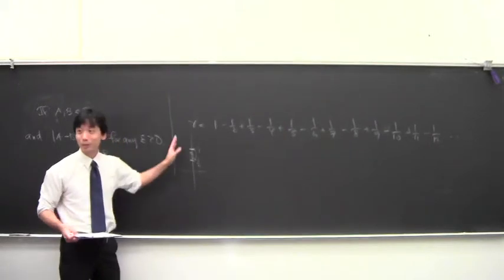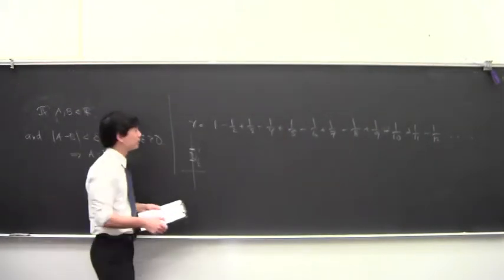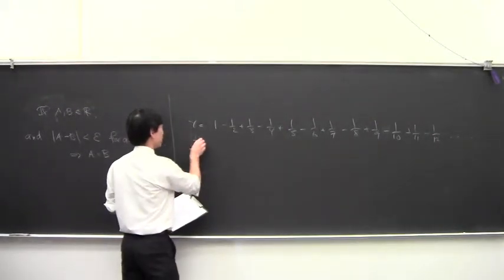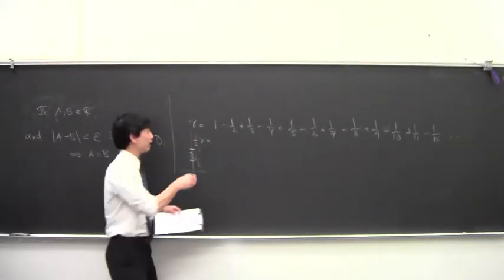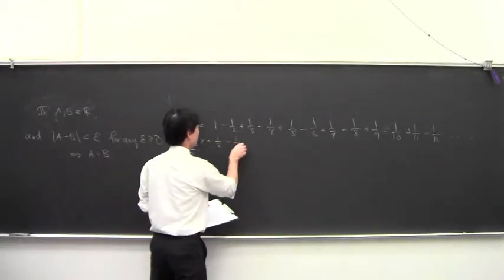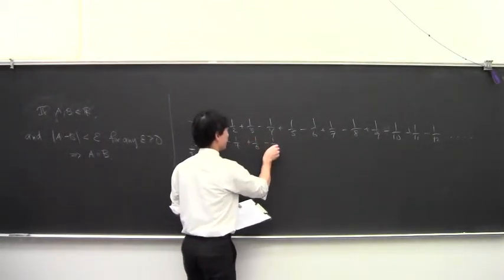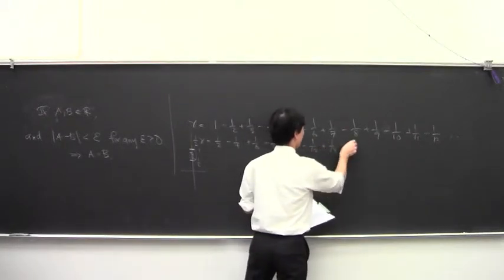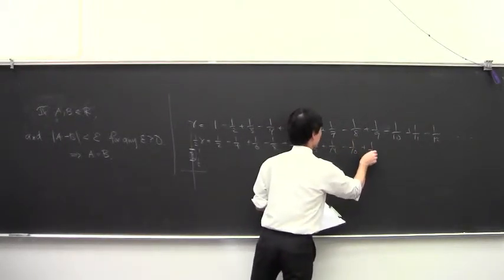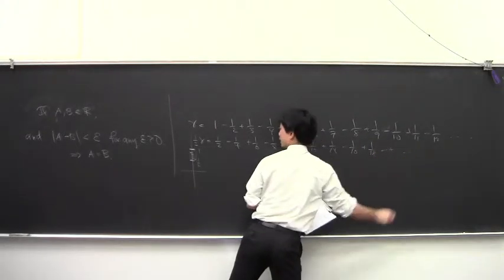Just for fun. Suppose we make this number gamma, and the second thing we do is we look at a half gamma. So half gamma: 1/2 minus 1/4, plus 1/6, minus 1/8, plus 1/10, plus 1/12, plus 1/14, plus 1/16, plus 1/18, minus plus, etc., etc.